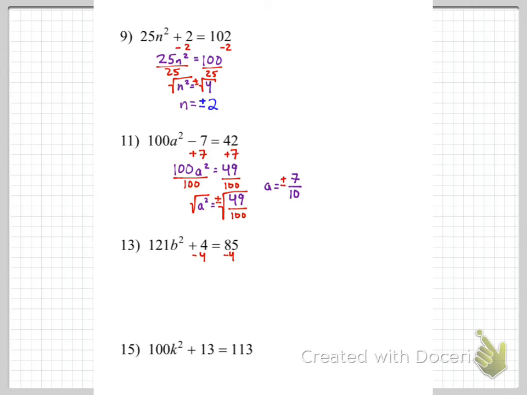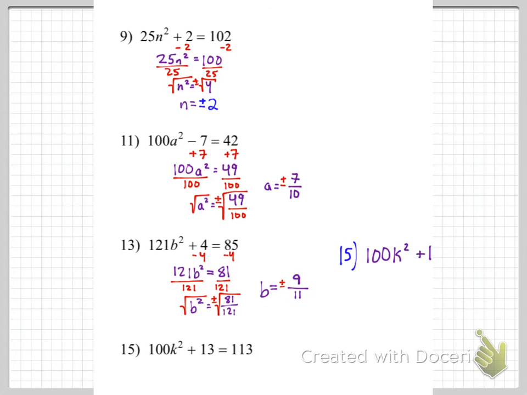For the next one, we're going to subtract 4 to get started. We get 121b squared equals 81. Then divide both sides by 121. Again, we have a fraction, but let's just square root both sides. The square root of 81 is 9, and the square root of 121 is 11. So we get plus or minus 9/11.